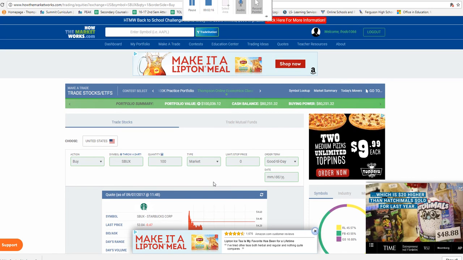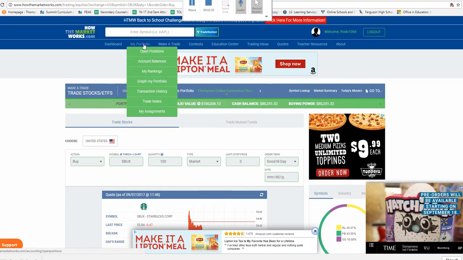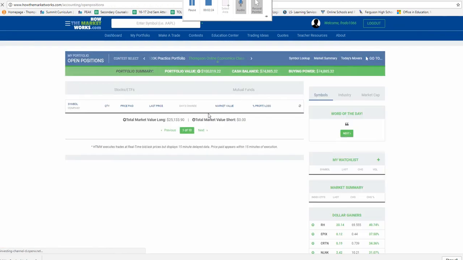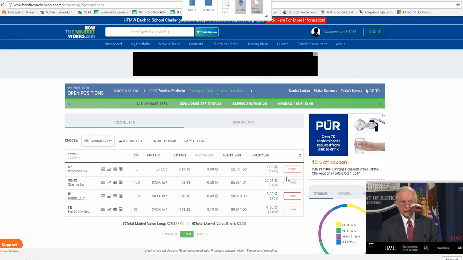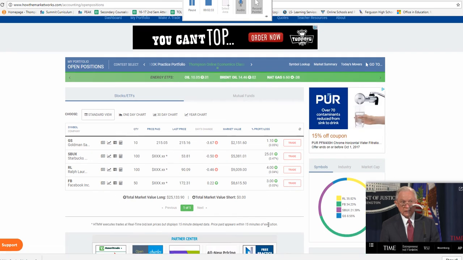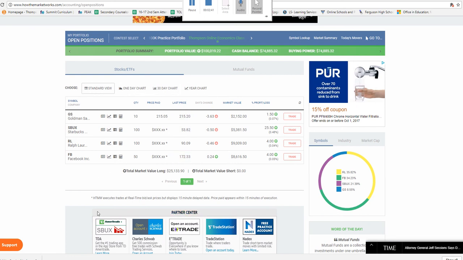Later on, after you've done like 4 or 5 of these, go to your My Portfolio at the top, go to Open Positions, and this will show you your investments. You can either trade them back out if they're doing badly or something. You can go in there like a real stock person and trade stuff out and change stuff every couple of days. I have no problem with that at all.